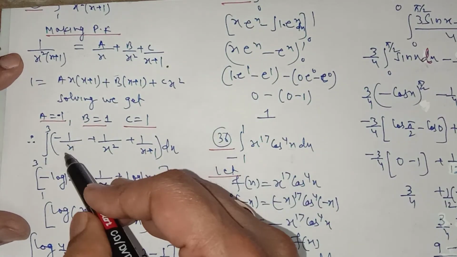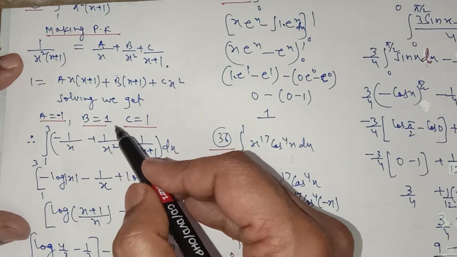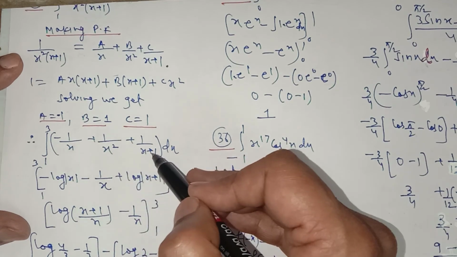And you know how to integrate it: log x. You can integrate x to the power -2 as x to the power -2 plus 1 upon -2 plus 1. This is log of x plus 1.